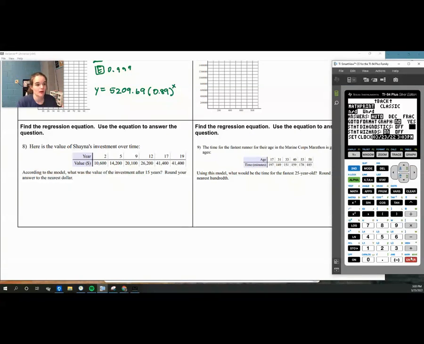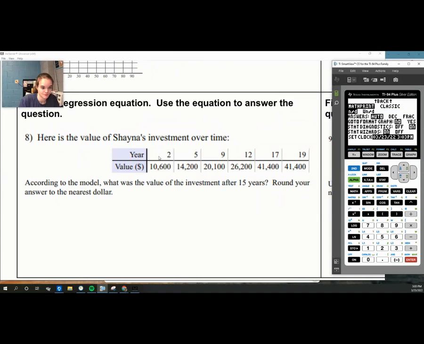Then I'm going to type in my values. In this one, I have L1 and L2. And to get there, I'm going to press Stat and Enter. You should be used to doing that by now. All right, so I've got 2, 5, 9, 12, 17, and 19.